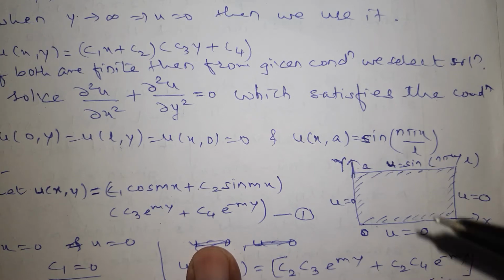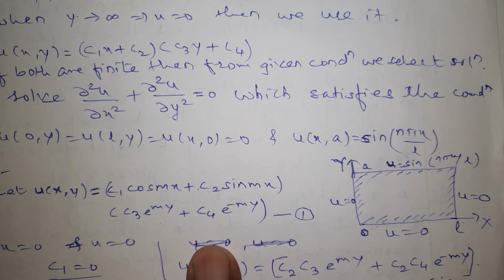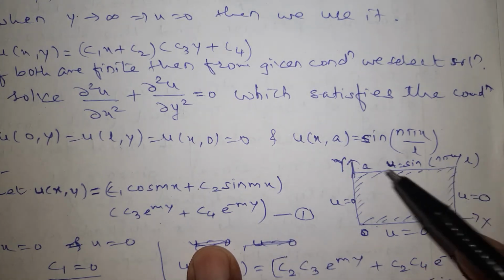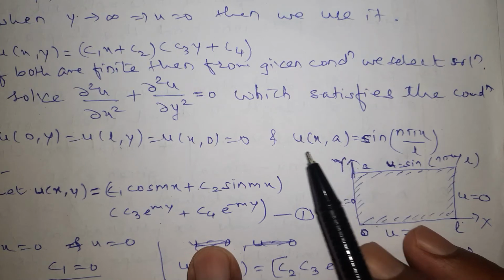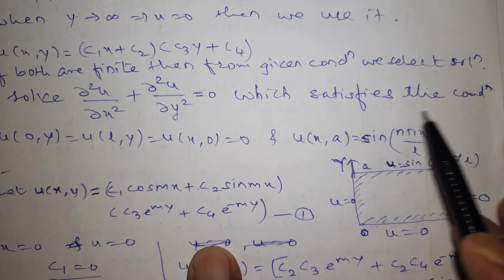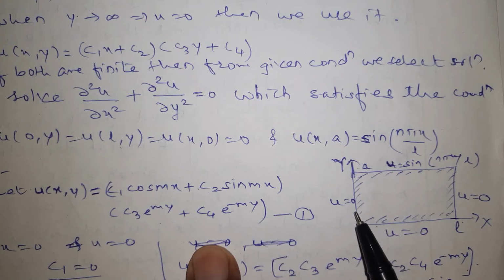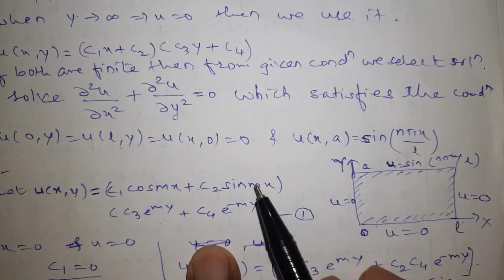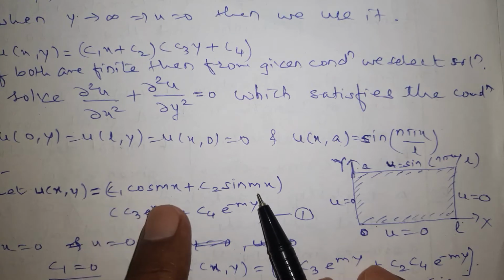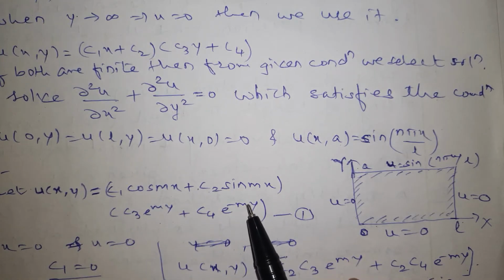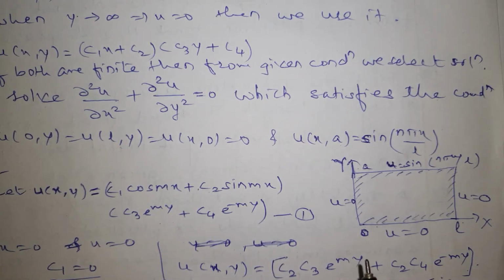If you proceed with the first solution, then definitely you face a difficulty, and to overcome that difficulty, again we shift to this solution. Clearly, here at y equal to a, u is given as sin n pi x upon L, and from this we select this solution. Or, the initial and boundary conditions are given for x, therefore I consider c1 cos mx plus c2 sin mx to get the finite answer. Okay, now this is our first equation.